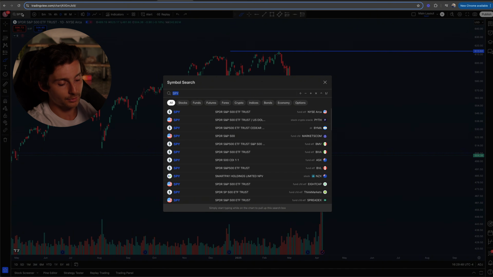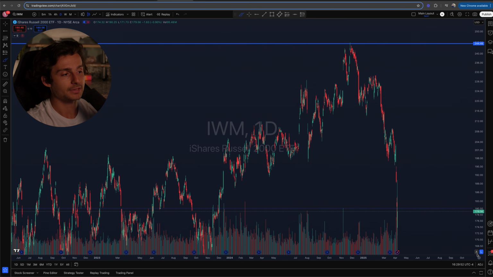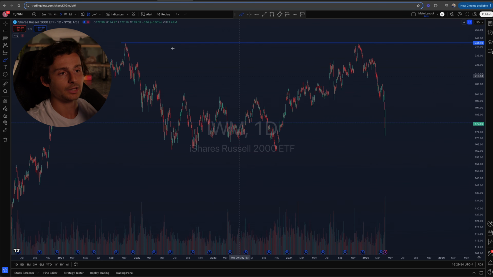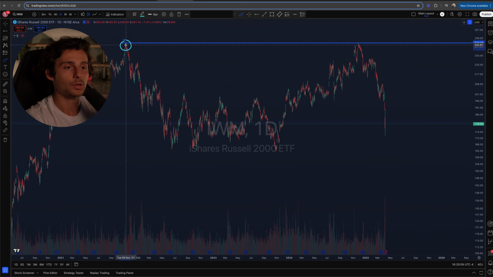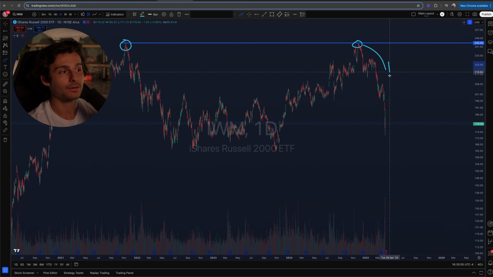A great example of this, I think, is on IWM. This is the Russell 2000 ETF. If I zoom out to this one and take a peek at it, we had a prior all-time high that I marked off here back in 2021, which we have not reached until 2024. We hit that exact spot and then immediately rolled over.